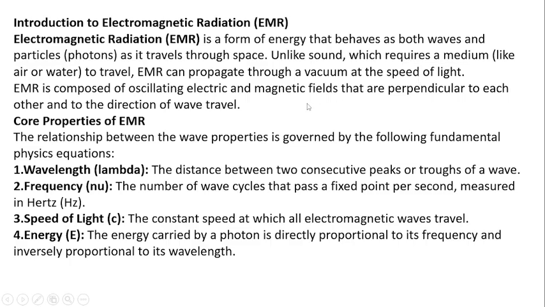Electromagnetic radiation, EMR, is composed of two fields, an oscillating electric field and an oscillating magnetic field, which are perpendicular to each other and to the direction the wave travels. There are a few core properties of electromagnetic radiation, including wavelength, frequency, speed of light, and energy. This can simply be understood in the next schematic.